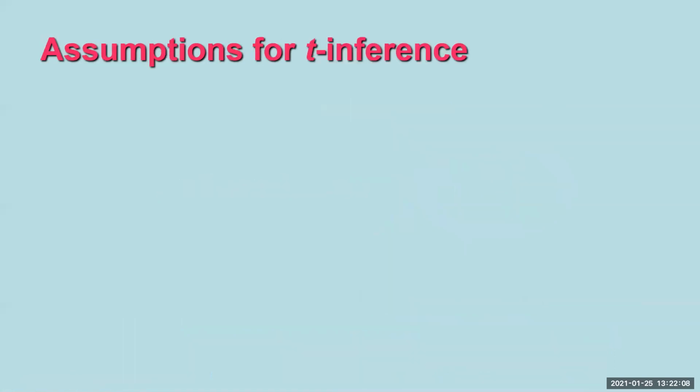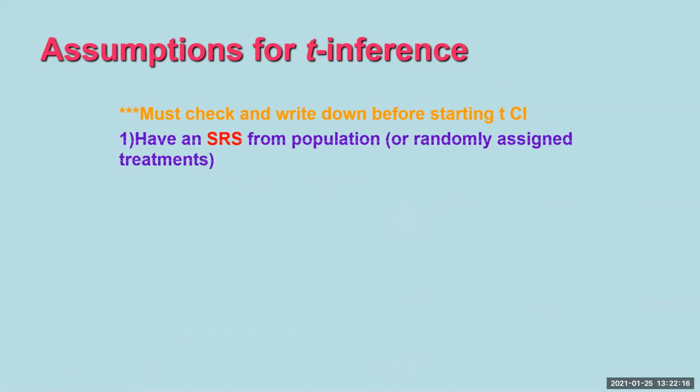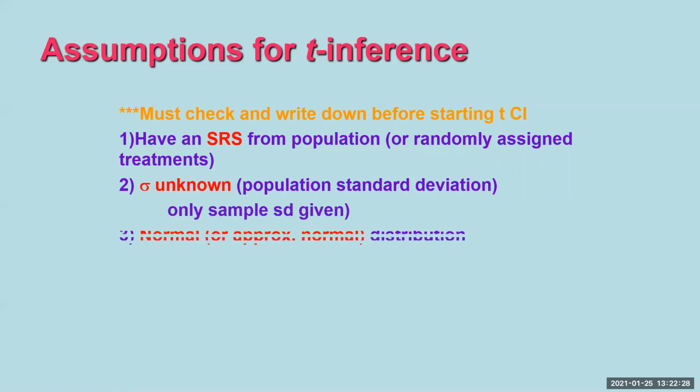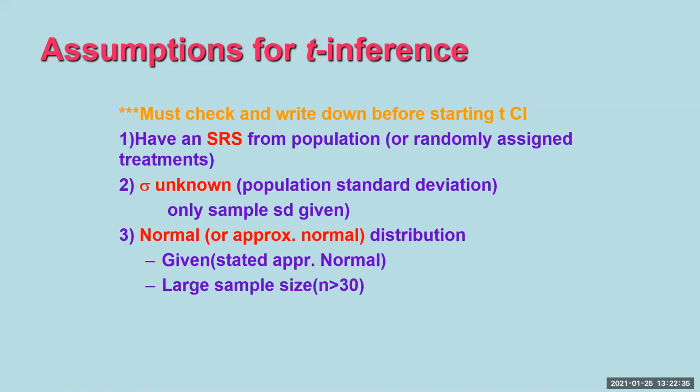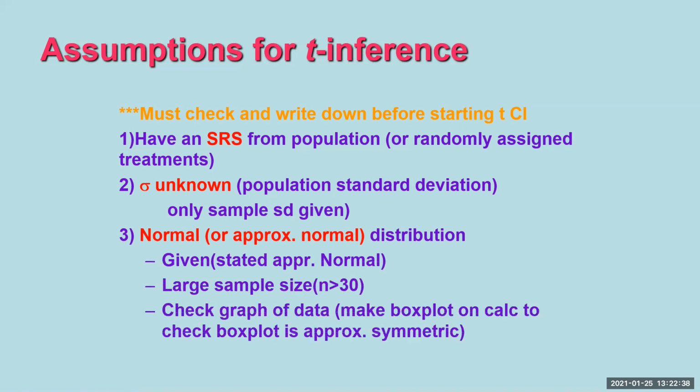Assumptions for t-inference. You must check and write these down before starting. You must have an SRS, you must state SRS, or nothing assumes otherwise. You have to have sigma unknown. You have to have the sample standard deviation. And you have to have that it is normal or approximately normal. So that could be stated. It could be a large sample size greater than 30.